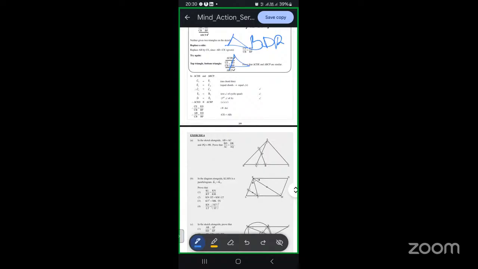Why ABC? Because that way I can link. If I can prove first that this triangle BDR is similar to triangle ABC, then again prove that triangle, what's this, okay, I don't fully remember why I did it, it was just a thought.